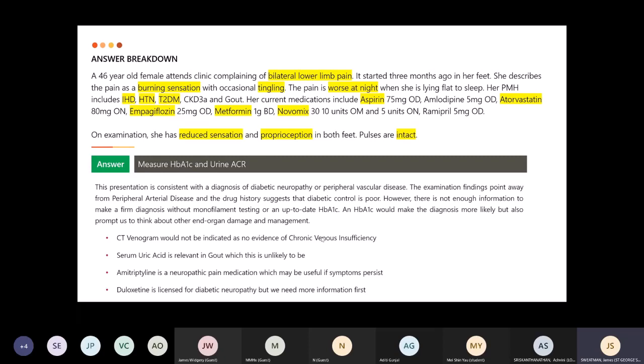And apologies, I changed the question away from urine ACR as well, but you would do that at the same time. So CT venogram, we don't have any evidence of chronic venous insufficiency. And remember, SBAs are all about trying to tempt you into seeing things that aren't there. Serum uric acid, yeah, none of you went for that. Fantastic. Amitriptyline, very helpful if we can find a cause and the symptoms persist, but not at the current point in time.